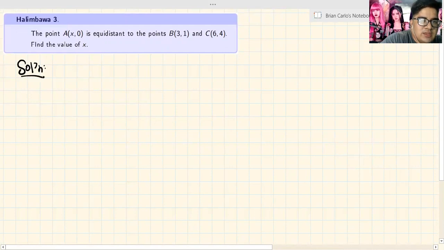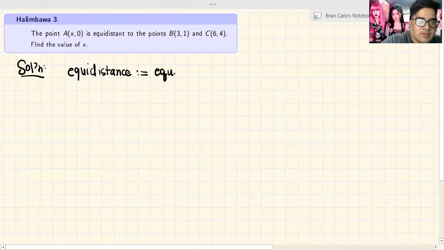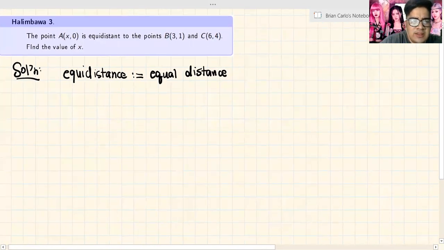Kapag sinabi kasing equidistant, ang ibig sabihin lang niyan sa math is equal distance. Equal distance. Yun ang ibig sabihin ng equidistant sa mathematics. Ngayon, imagine natin ito yung point A, let's suppose. Ito yung point B, ito yung point C.